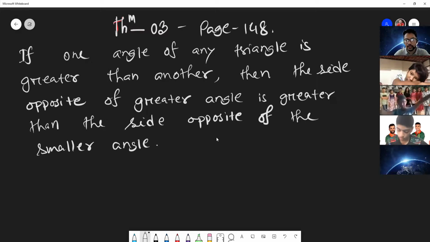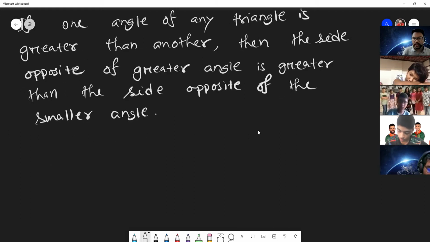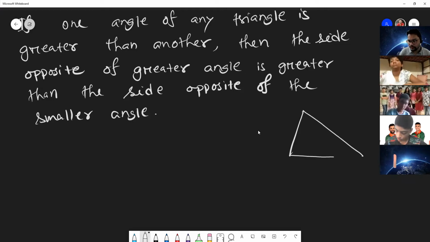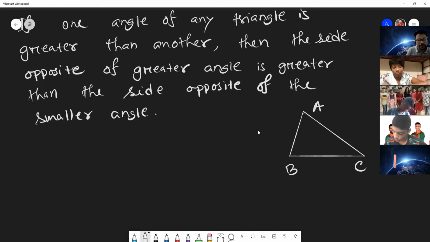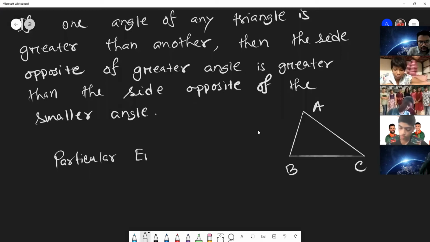So now please write step number 2 of the theorem. I couldn't write it? Okay, I will show again, just after here. Now draw the figure. This is mentioned here: ABC is a triangle. So write here the particular enunciation.